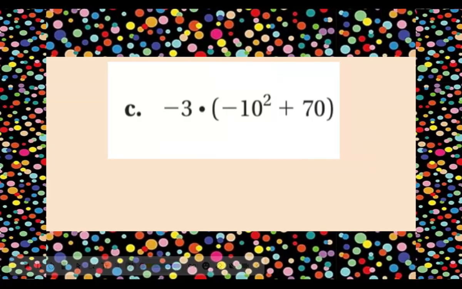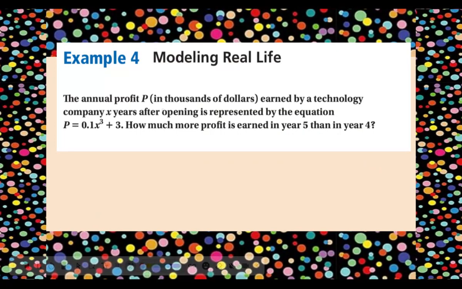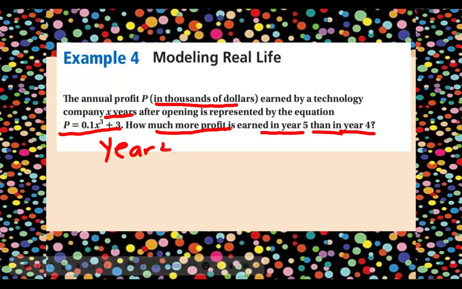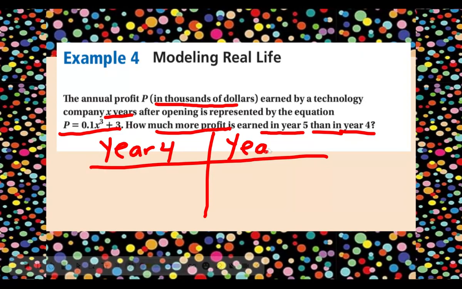Great job. Okay, let's look at a word problem. The annual profit in thousands of dollars earned by a technology company x years after opening is represented by the equation. They give you the equation. How much more profit is earned in year 5 than in year 4? That's the question that's being asked. So we have year 4, and then we have year 5. Okay, we know the x is in years. So I'm just going to write out the formula and plug in.